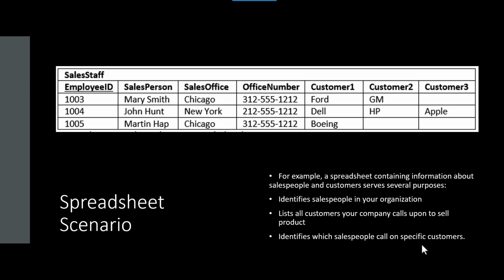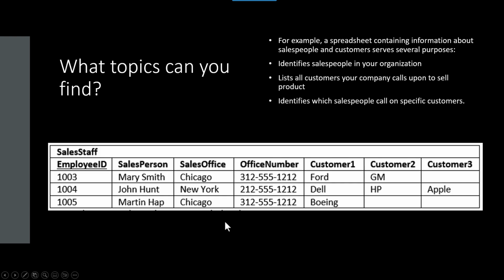So this little spreadsheet we have here is doing a lot, and so it covers lots of topics and there's lots of columns, and it could really use some normalization. So let's start talking about some of the first and foremost steps that we could work on. And that is, what are some of the topics that we can find within this table? So what are some of the topics you can think of?